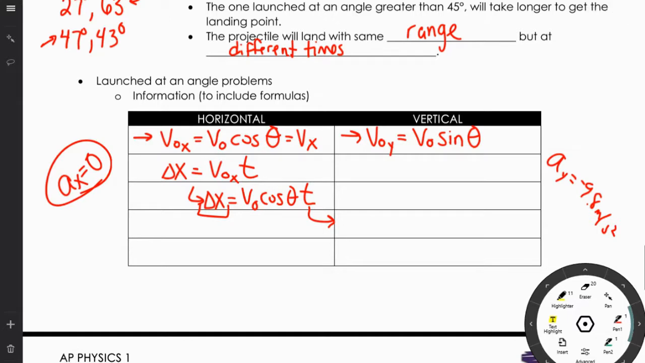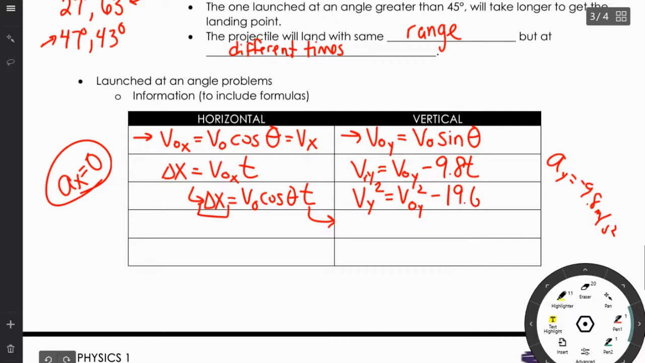Now the y side, right? We have our initial y velocity. So if we just keep going and using our equations, so our final velocity at any point will be our initial velocity minus 9.8 t. Again, you can also use 10 here if you want. You can use, so Vy squared equals V initial in the y direction squared minus 19.6 delta y.